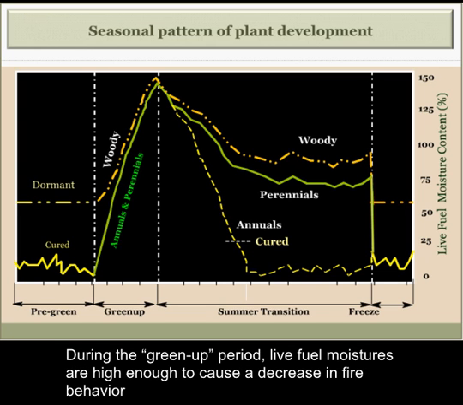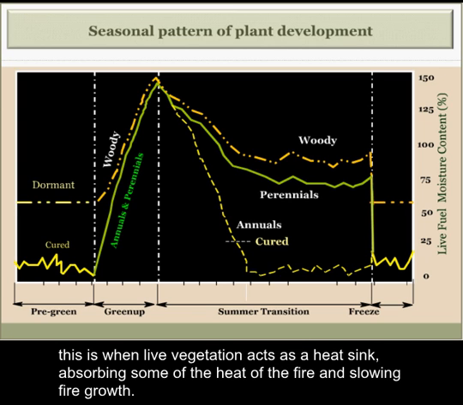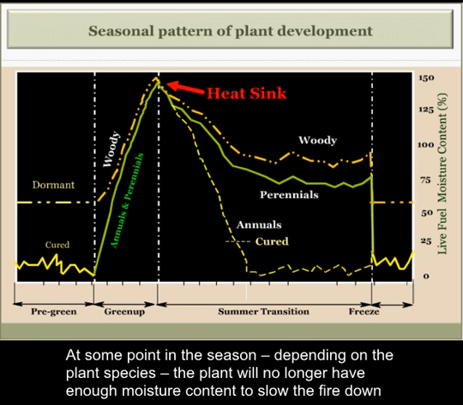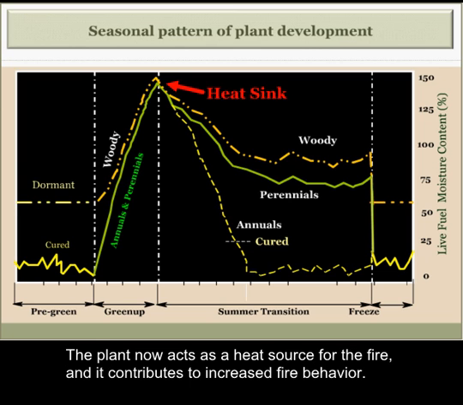During the green-up period, live fuel moistures are high enough to cause a decrease in fire behavior as some of the fire's heat is absorbed in evaporating the water content of the plant. This is when live vegetation acts as a heat sink, absorbing some of the heat of the fire and slowing fire growth. At some point in the season, depending on the plant species, the plant will no longer have enough moisture content to slow the fire down and will actually transition to providing additional fuel to the fire. The plant now acts as a heat source for the fire, and it contributes to increased fire behavior.